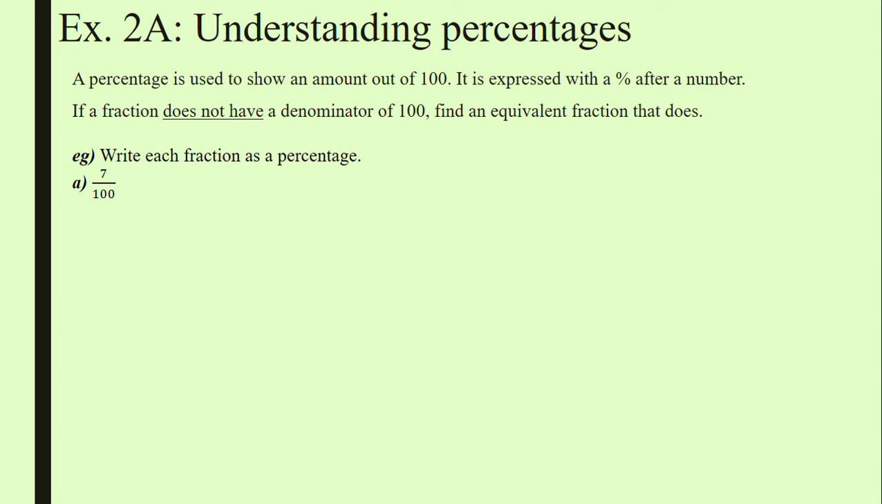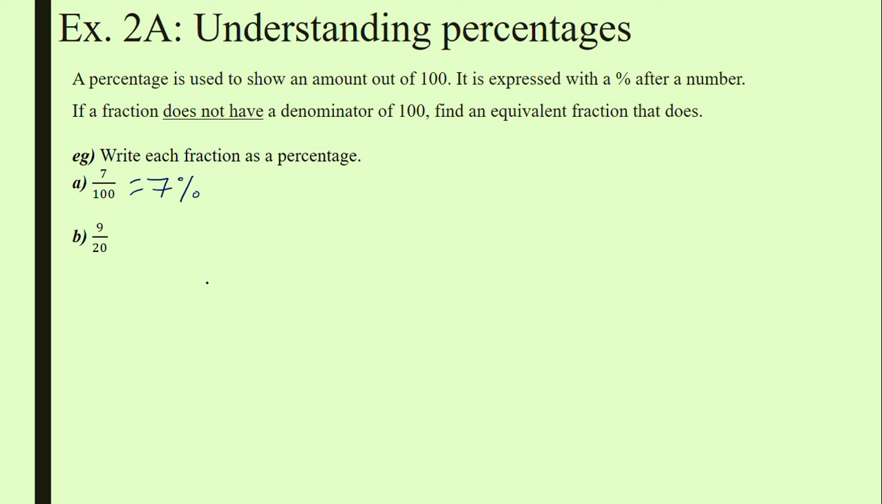Write each fraction as a percentage. The first one is 7 out of 100. Well, percent literally means per 100, and this here is 7 per 100. So all we need to do here is literally just rewrite 7 as a whole number and put a percentage after it. That's it. So 7 out of 100, it just means 7%. Nice and easy.